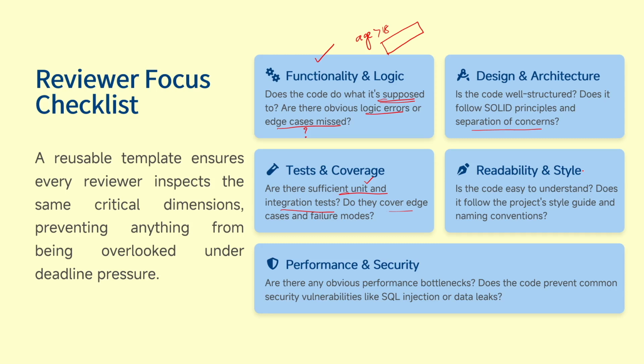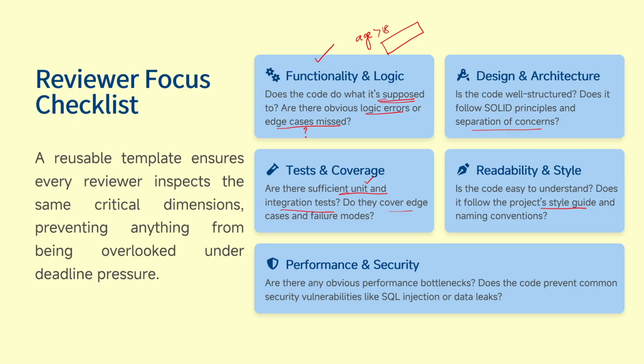The readability and style. So this is again very important. So even though it is not going to hinder the progress, after some time when you relook at the code, it should be readable. Okay, so for that we have to make sure whether the project style guide has been followed and the naming conventions are being followed or not. So these are nothing but the checklist that we are trying to do.